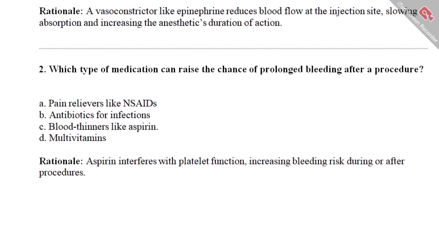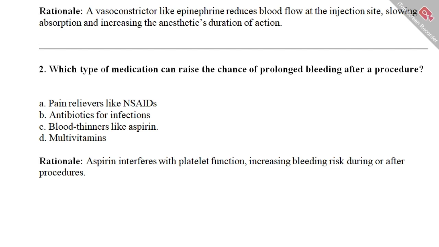Which type of medication can raise the chance of prolonged bleeding after a procedure? Option A, pain relievers like NSAIDs. Option B, antibiotics for infections. Option C, blood thinners like aspirin. Option D, multivitamins. So if you think option C is the correct one, this is the correct option.